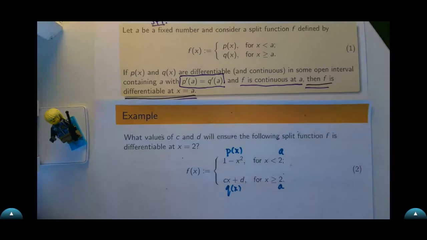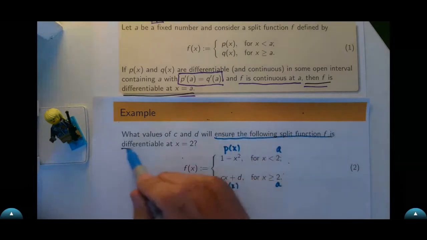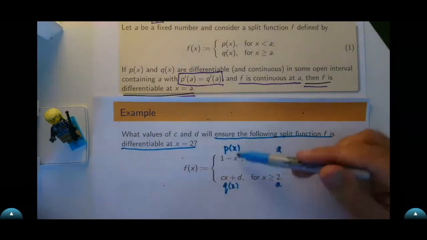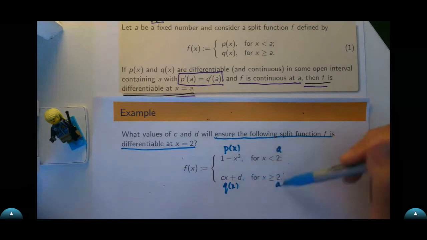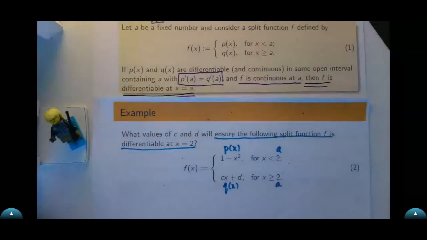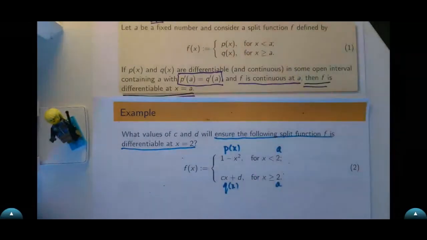And what you're asked to do there is to find values of c and d, if any, that will ensure the split function is differentiable at x equals 2. So you've got a nice smooth join between those two functions at the point x equals 2. You can do that with the split function theorem.